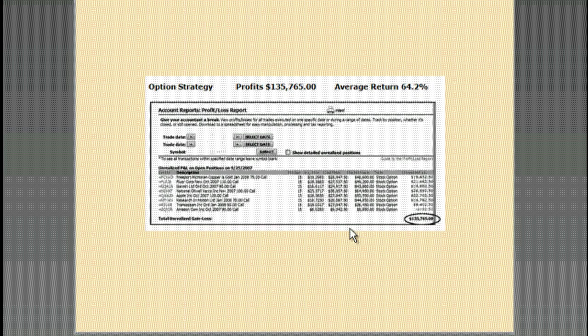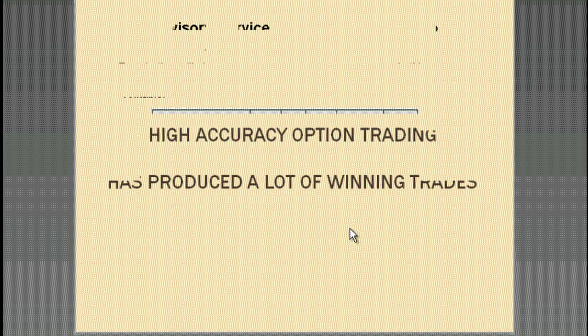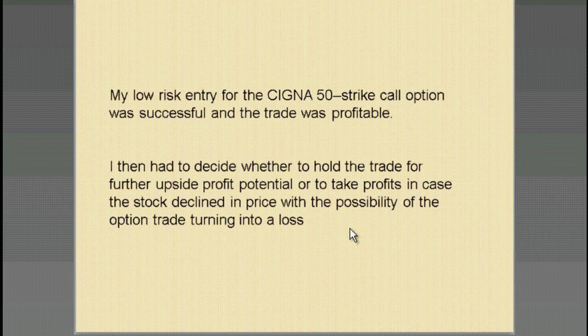Okay, so that's some real-time results for you. And I also use this high-accuracy selection process to select trades for my advisory service. And we currently show the return for the market neutral strategy, which I'm going to show you here in a minute. Somewhere I have the current open trade results for the option purchases. So I'll show you that in a minute. So the high accuracy option trading has produced a lot of winning trades.